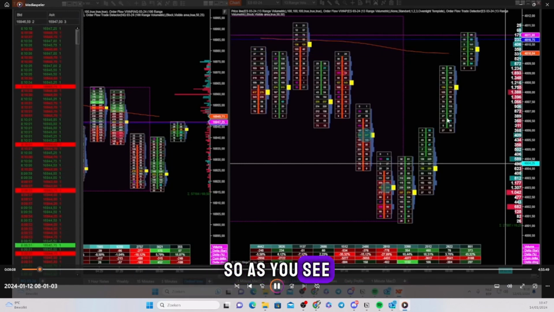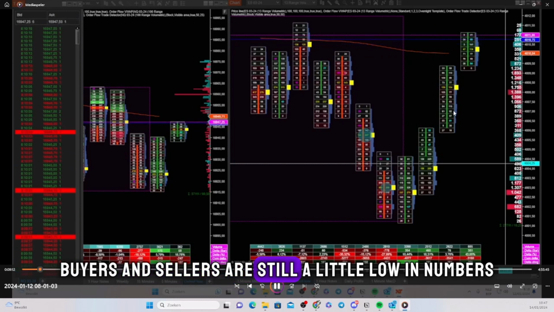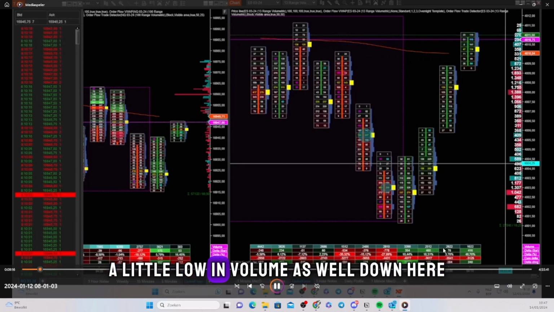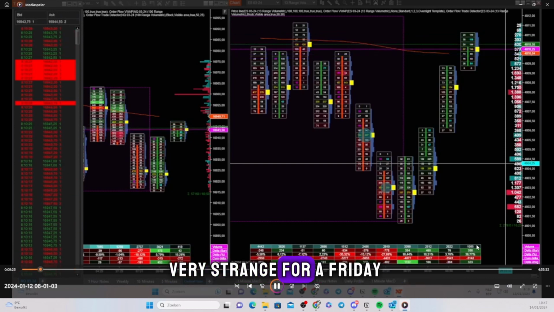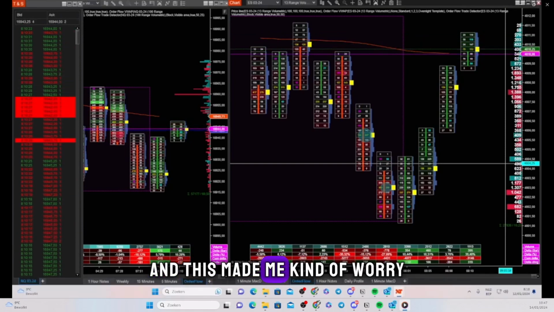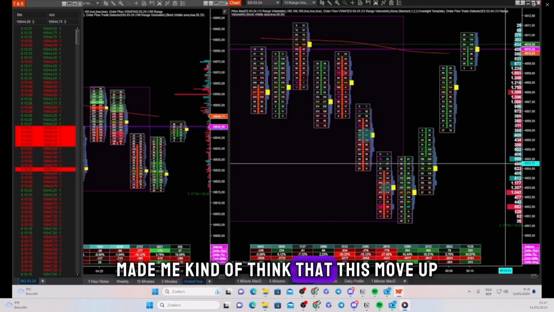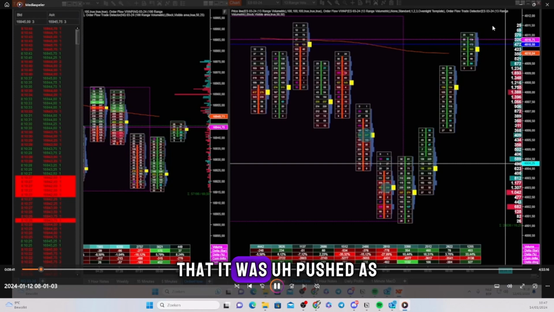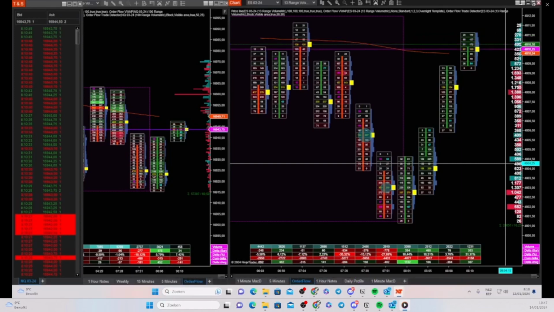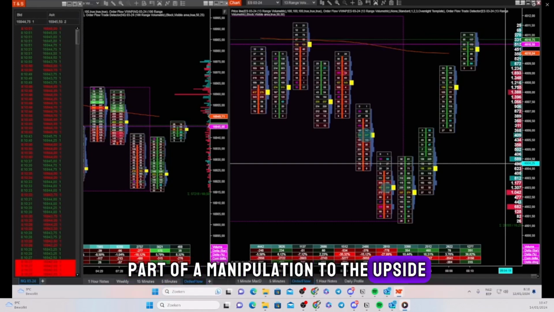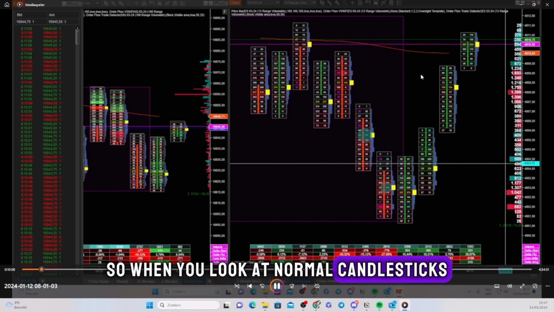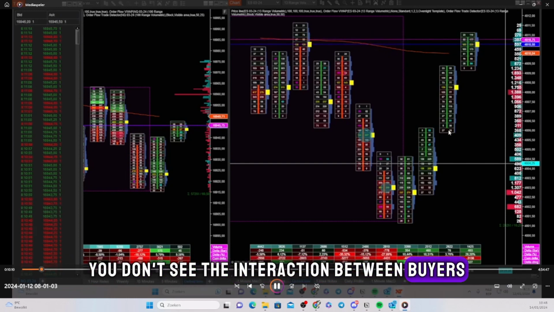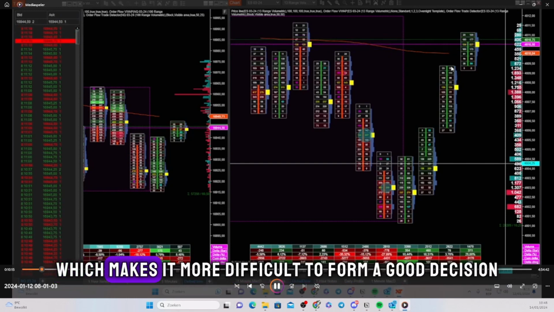So as you see, buyers and sellers are still a little low in numbers, a little low in volume as well, down here, which is very strange for a Friday night. And this made me worry, made me think that this move up wasn't really real, that it was pushed as a sort of manipulation to the upside. When you look at normal candlesticks, you don't see the interaction between buyers and sellers, which makes it more difficult to form a good decision.